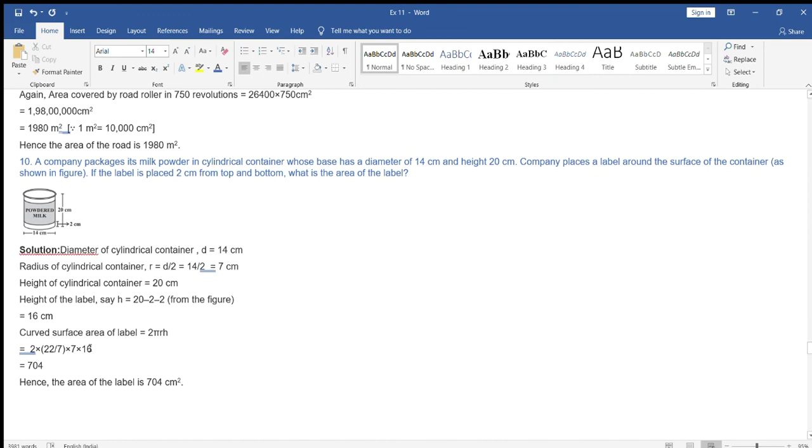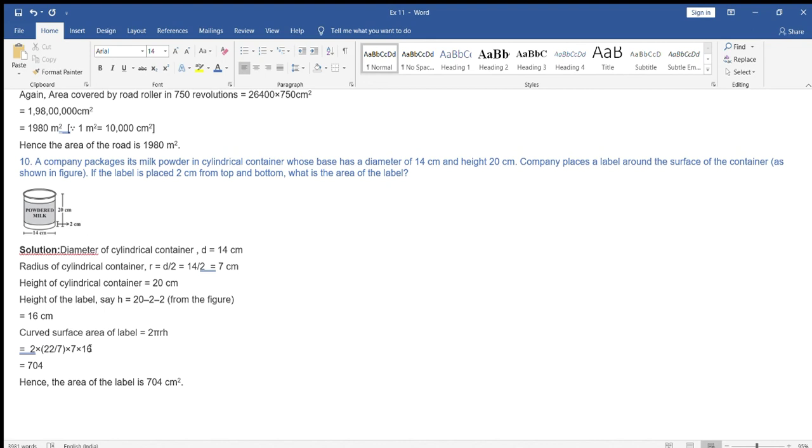Now question number 10, the last question of our exercise. A company packages its milk powder in a cylindrical container whose base diameter is 14 and height is 20. Now just have a look at the diagram. In between there is a label on the container. And where is the label placed? 2 centimeter from the bottom and 2 from the top. What do we have to find out? The area of the label.